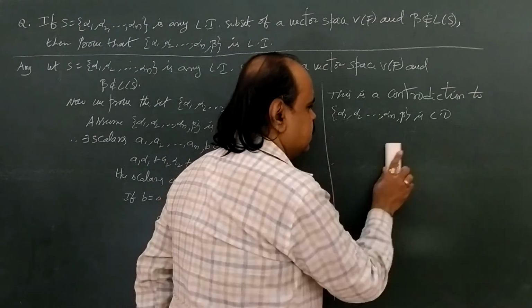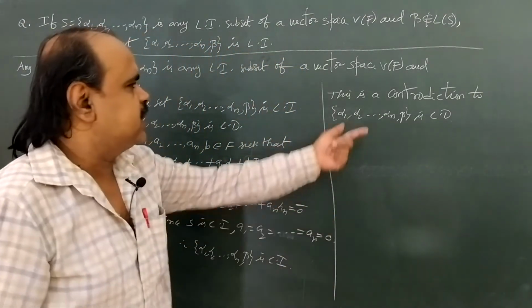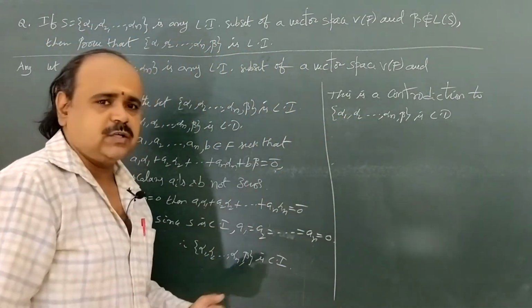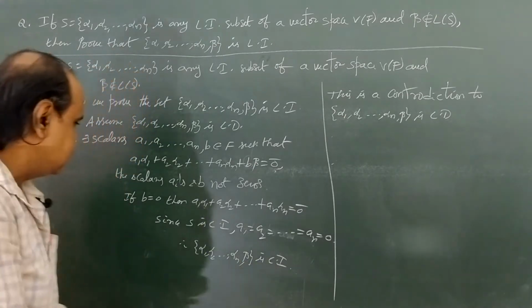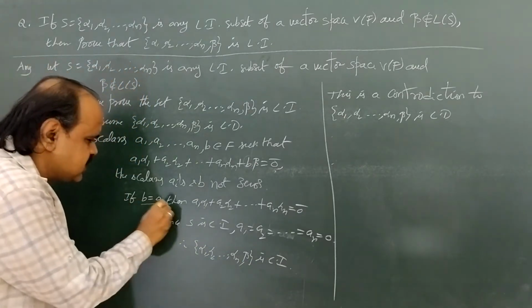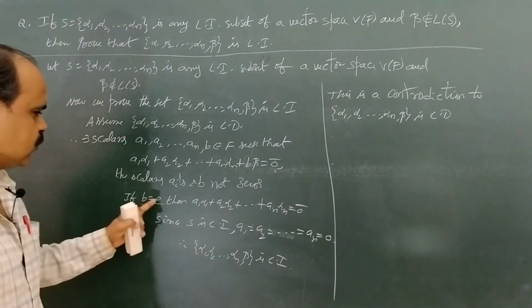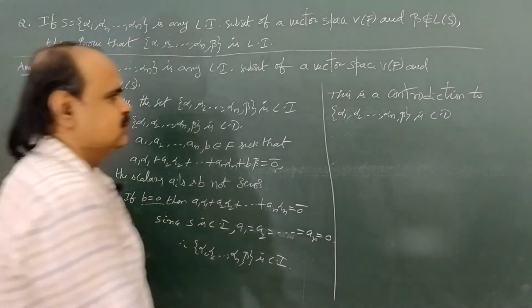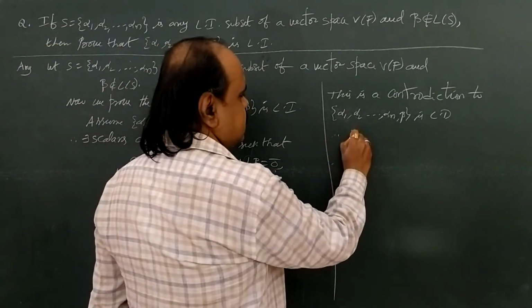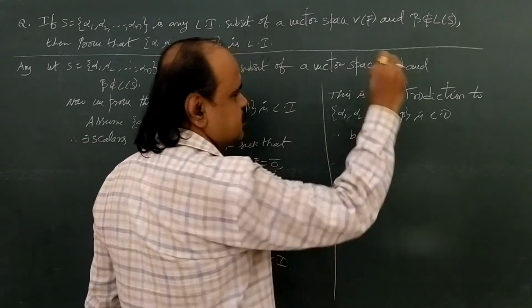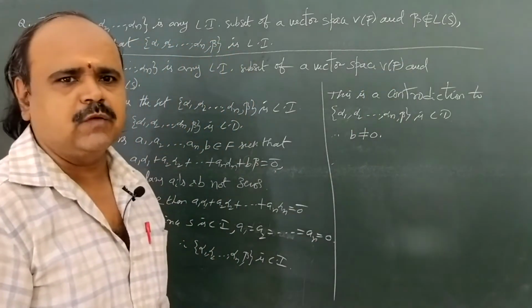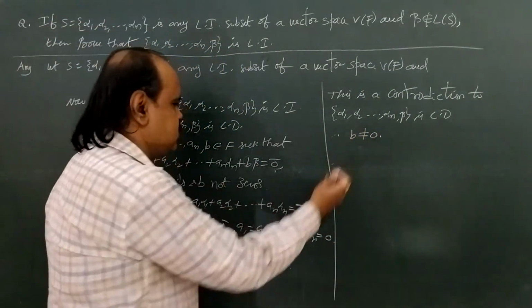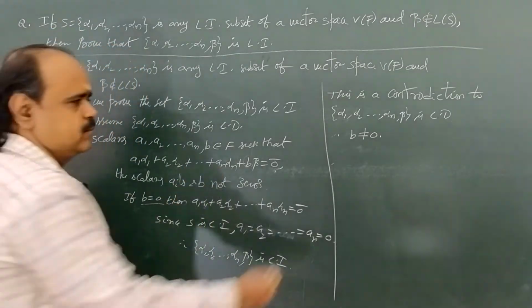It is not enough. Why do we get this type of contradiction? Why does this contradiction come to us? We chose B as 0. We chose B equal to 0. That is wrong. Therefore, B must be not equal to 0. Since B is not equal to 0, again come to this one.